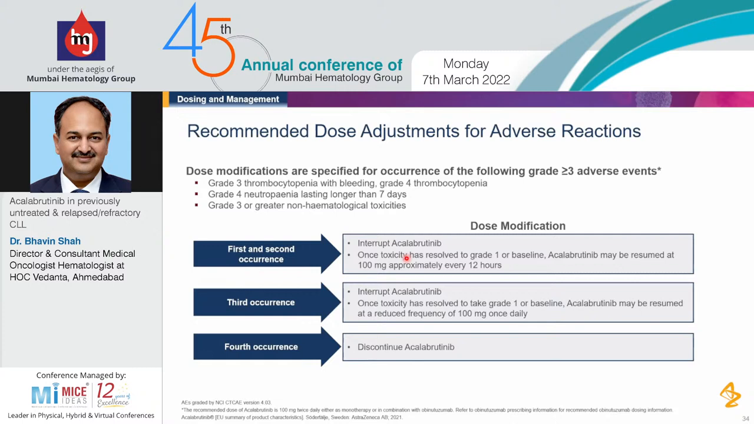If the patient develops grade 3 or more toxicity a third time, we have to interrupt acalabrutinib. Once the toxicity has resolved to grade 1 or baseline, we have to reduce the dose to 100 milligrams once daily. And if the patient develops the toxicity once again, a fourth time, then we have to permanently discontinue acalabrutinib.